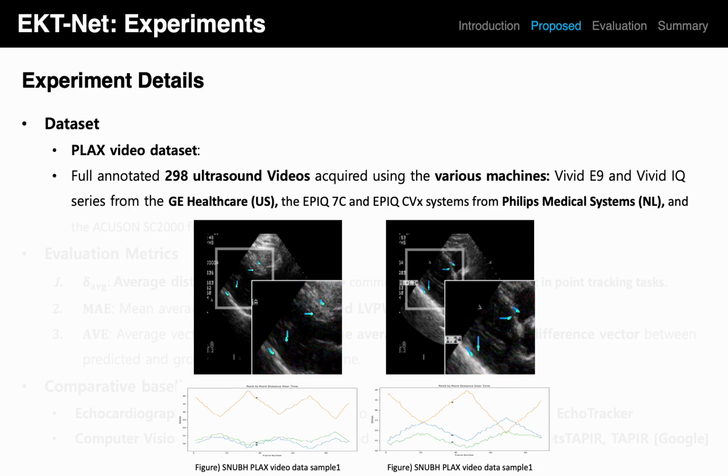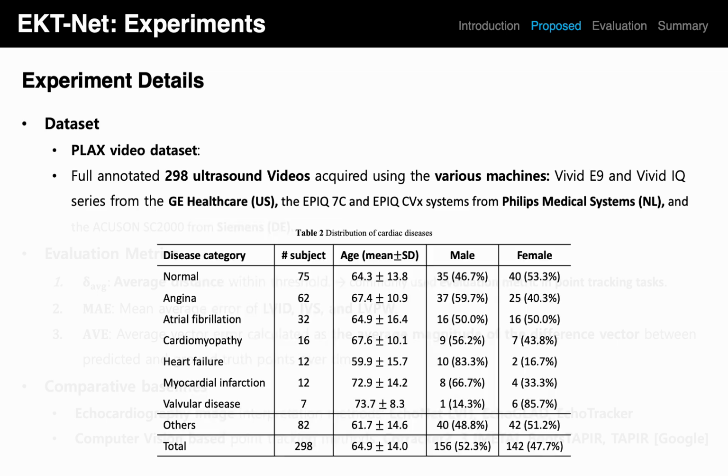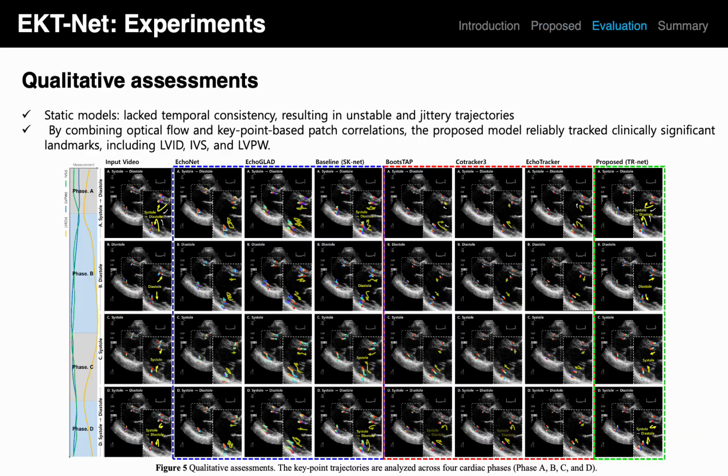This is a sample from our data. It is a sample of key point tracking data collected from multiple ultrasound machines, including GE and Philips systems. The acquired dataset includes various cardiac pathologies. Table 2 summarizes the data distribution of the PLAX video dataset.